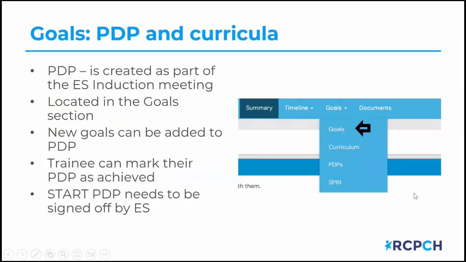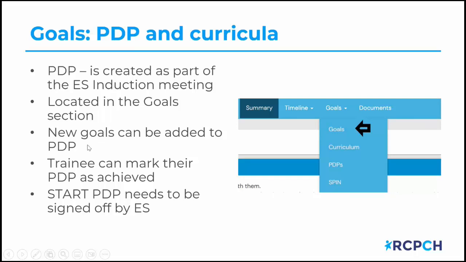So goals, PDP and curricula. Everything is kind of goal-based now on the ePortfolio. The PDP is created, as you know, as part of the ES induction meeting. It's located in the goals section. So when you look at a trainee timeline, you'll see something like this screenshot here. If you click into the goals, that brings up all of the goals that they've got going. So you can see a PDP section, one for the curriculum, and perhaps they're doing a spin. And if they're a level 3 trainee, their start PDP might also feature there. It's not in the screenshot, but it may also be there.